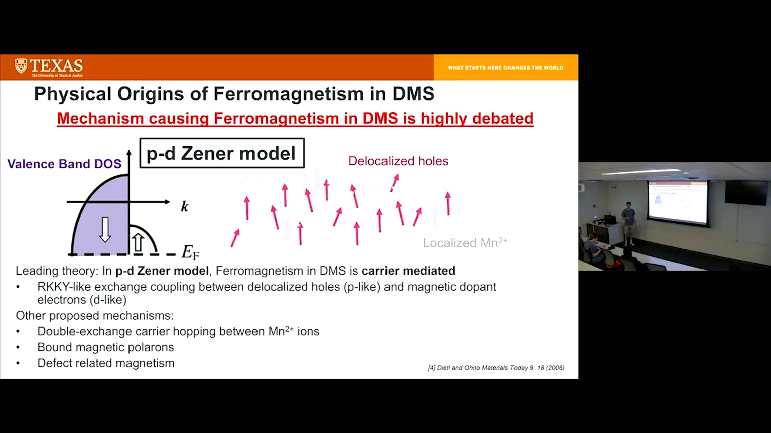I should also mention that there are a lot of other proposed mechanisms for explaining this kind of behavior, like double exchange carrier hopping, bound magnetic polarons, as well as just unrelated defects. So it is really something that's under debate. But I think the p-d Zener model is the best model that we have at explaining the properties.